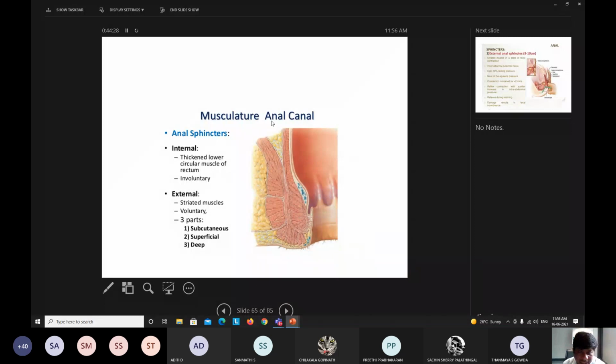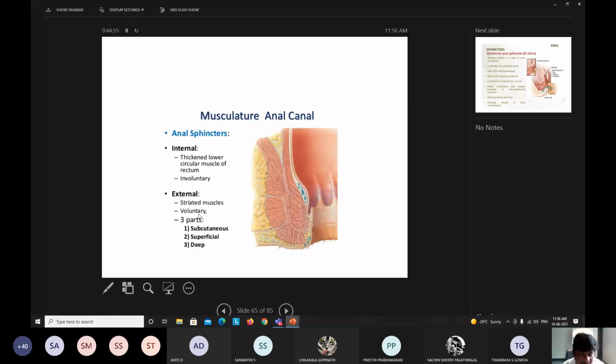So, anal canal musculature. There are two types of musculature, in the form of sphincters: the internal anal sphincter and the external anal sphincter. The internal one is a thickened lower circular muscle of the rectum. It is involuntary in nature. So this is the internal anal sphincter that you are seeing here.